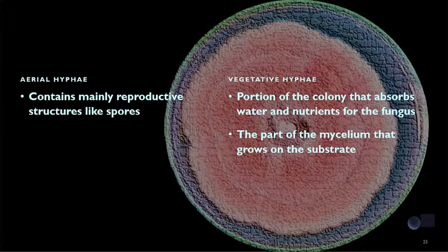This is the part of mycelium that grows on the substrate. Okay, so parang yan siya yung root system. Vegetative hyphae is considered to be part of the root system of the fungi, whilst the aerial hyphae is more or less for reproductive purposes.